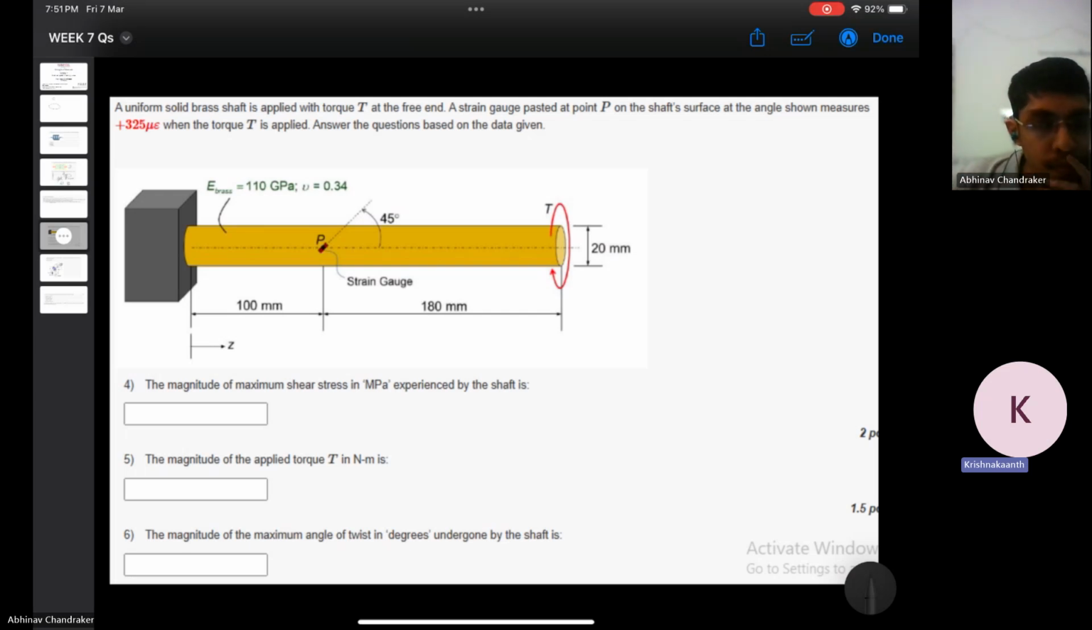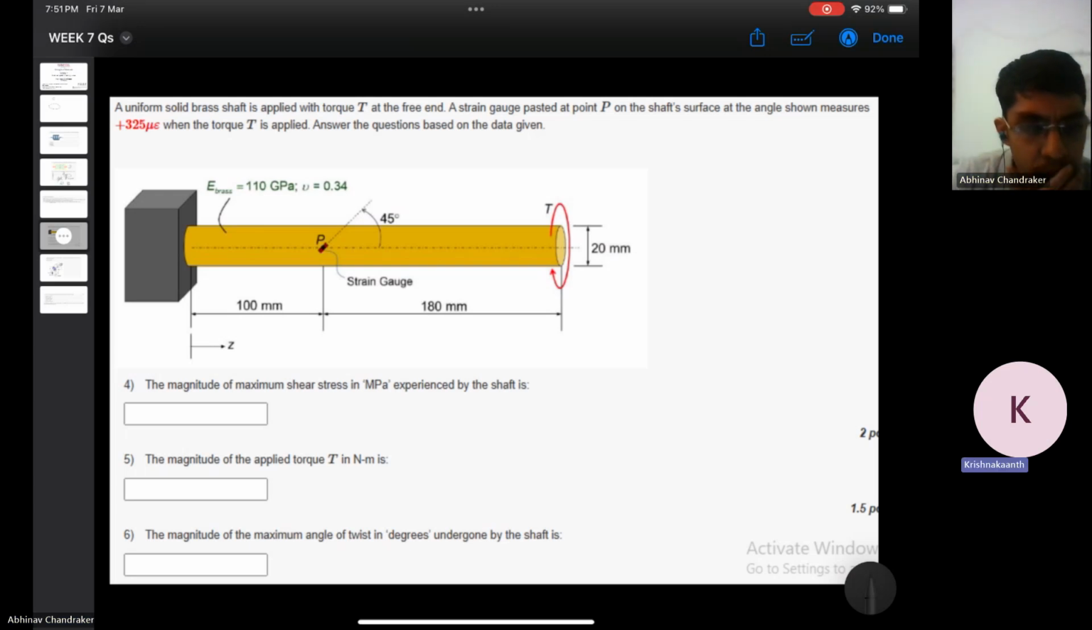We have Mt, I think. Just for clarification, this is a pure shear. So at 45 degrees, it should be sigma x equals to minus sigma y. So if it is showing plus 325, it should be sigma x in the positive direction. So that should be the pure shear value also, right?